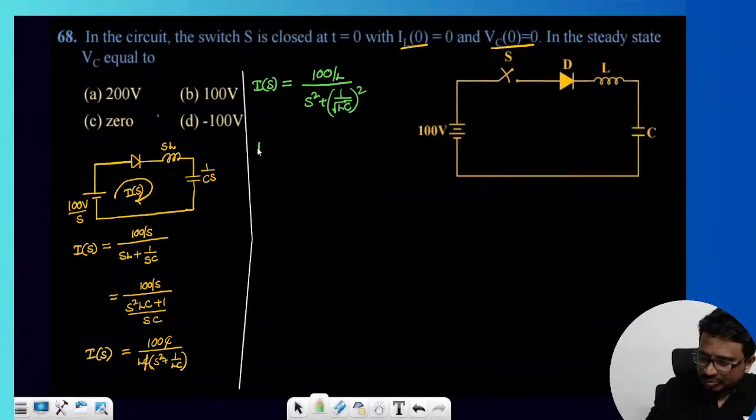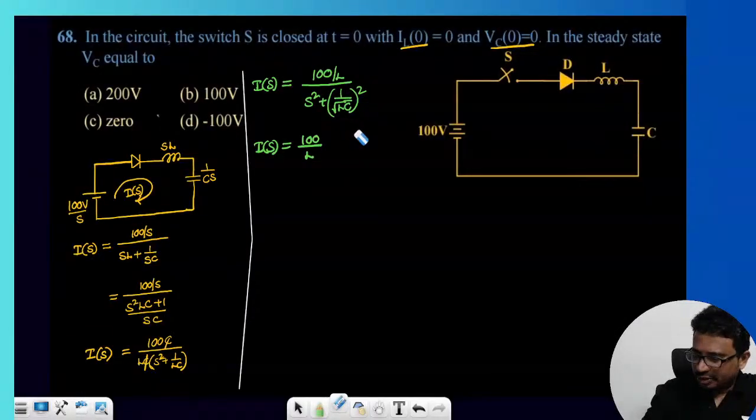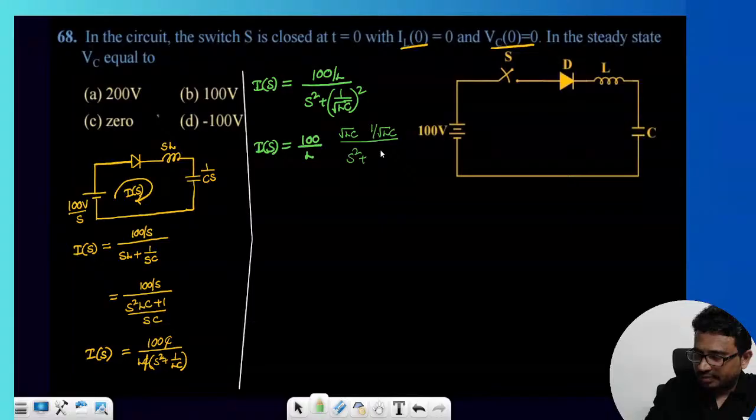So the Laplace domain will be converted now. This is I of S, inverse Laplace. And this, which I am writing as 100 by L, here we need to have 1 by root LC. So we multiply with root LC and divide with root LC, and then it will come to be in the form of S square plus (1 by root LC) whole square.